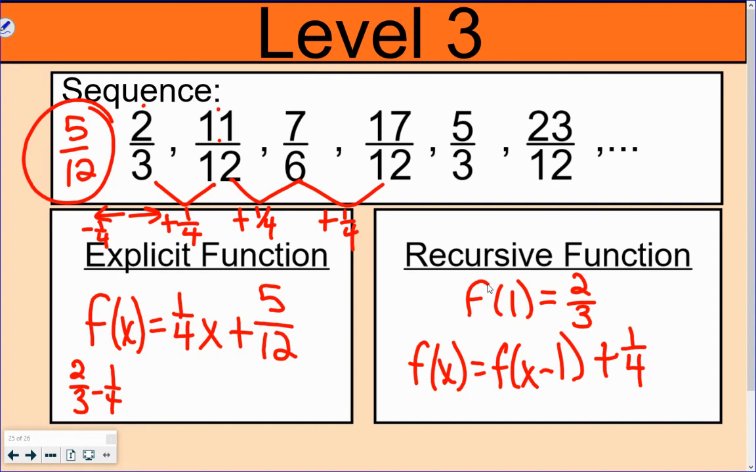Okay, that is probably as far as we're going to go today. That's as hard as it is. Hopefully this video helped you and that you can work through your recursive functions.